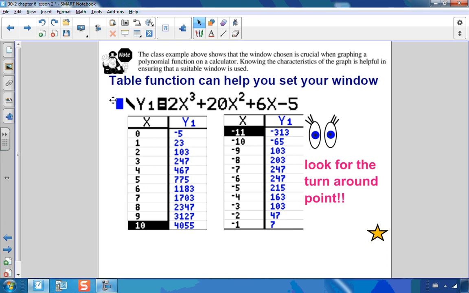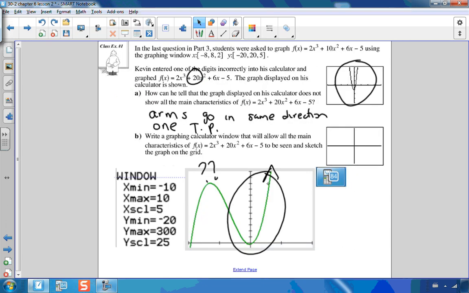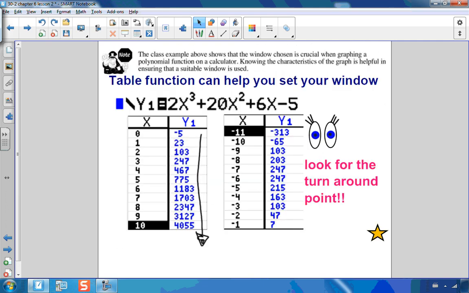So what I did is I looked in the table from 0 to 10, and I see that these numbers here are always increasing. So that really doesn't help me, because over here the ends of the graph are always increasing. So I'm not going to see a turnaround point, because the turnaround points are down here and here. So then I looked at my negative values, and looking at my negative values, I can see that I start really small at negative 213, but I'm getting bigger and bigger and bigger. So I definitely have a turnaround point.